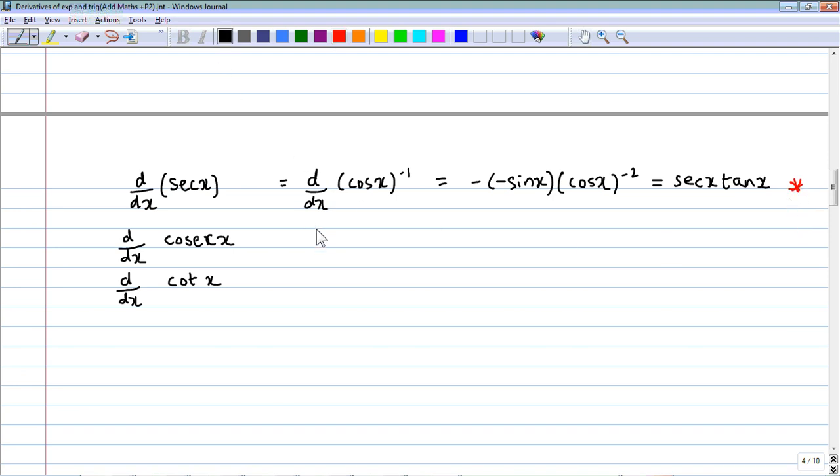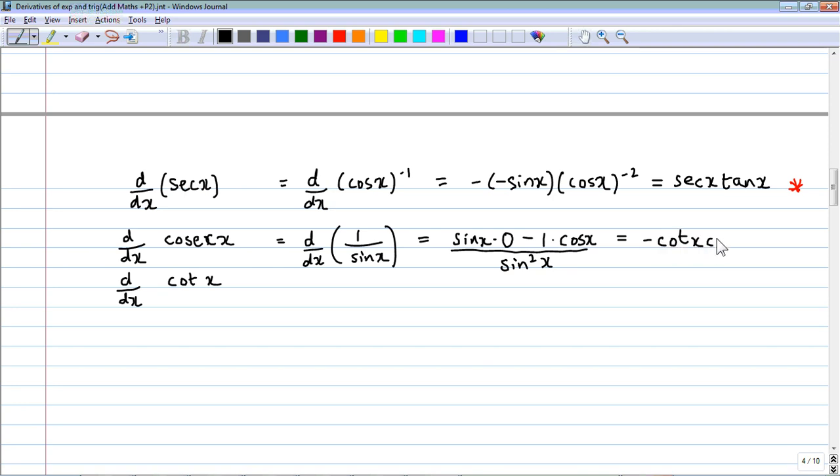Then we've got the derivative of cosec x. Well, that's the derivative of 1 over sin x. Using the quotient rule this time, just for variety, we could do it the same way as before. But let's use the quotient rule. Well, that's v, sin x, times du by dx. u is 1, so that's 0. Minus u, that's 1, times the derivative of sin x, which is cos x, and that's all divided by sin squared x, and that is equal to minus cot x cosec x. So that's our fifth result.